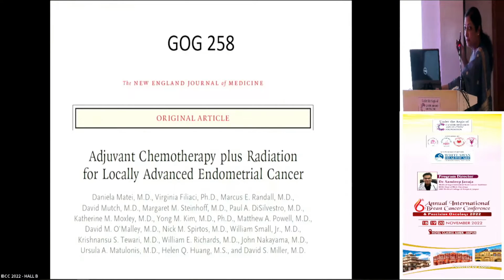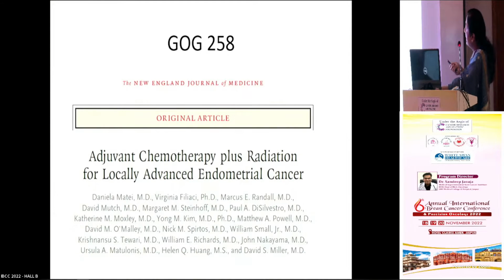Hence, chemotherapy was said to be an integral part of management of advanced disease. Almost 11% improvement in overall survival was seen with chemoradiation, with the addition of chemotherapy in stage 3 disease.